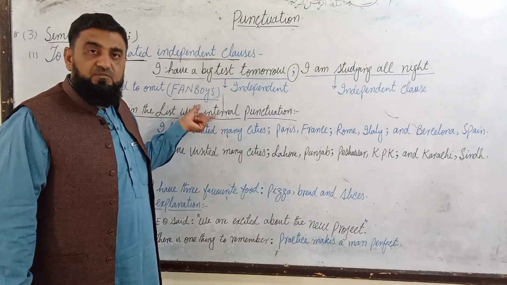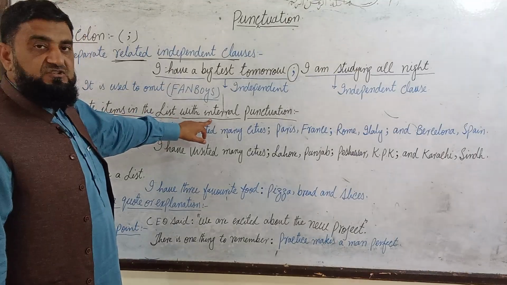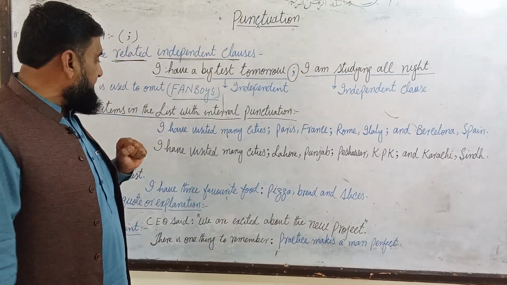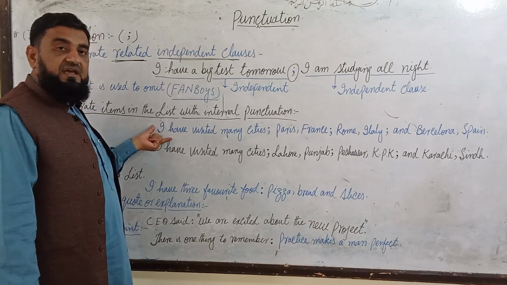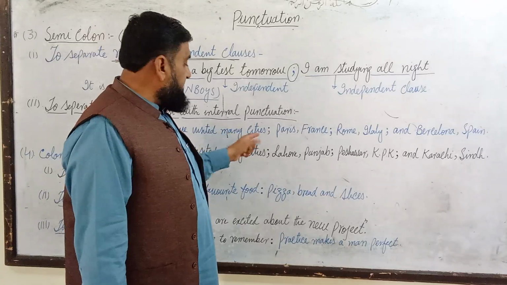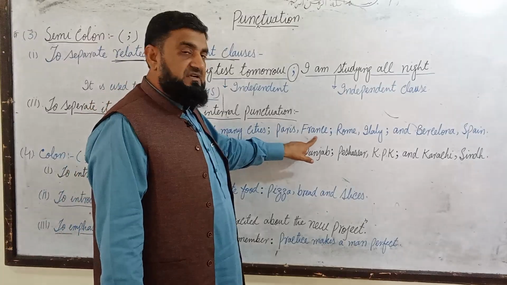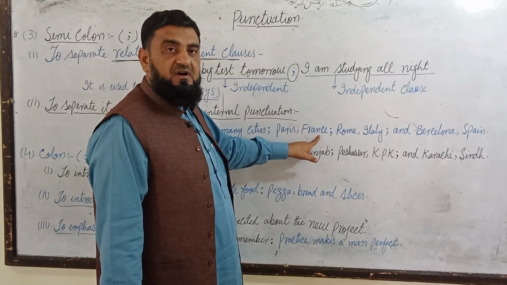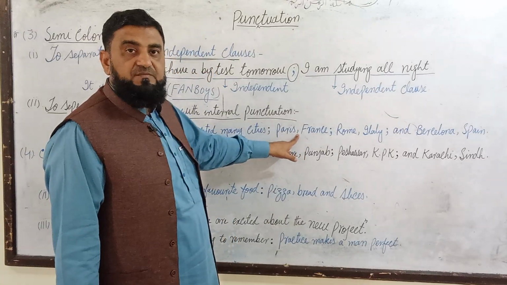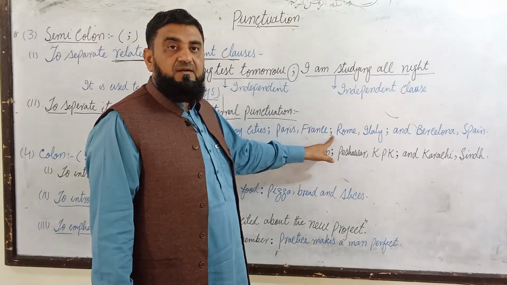We are separating items that have internal punctuation. Other internal punctuation marks are there, and I am telling you about internal punctuation as well. For example, I have visited many cities. So, after many cities there will be a semicolon. Paris, France. Paris is the capital of France. Between Paris and France there will be internal punctuation. To separate Paris from France there will be a comma.